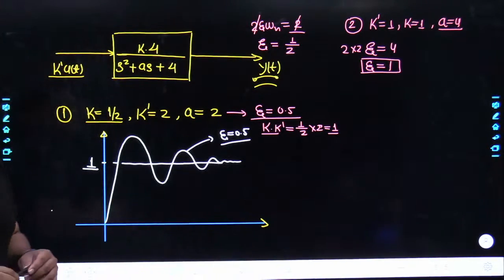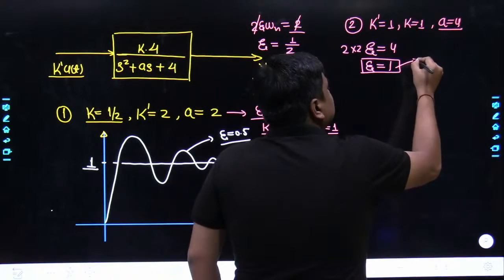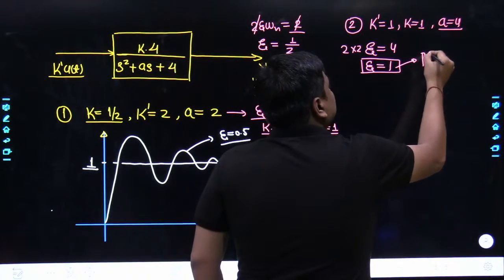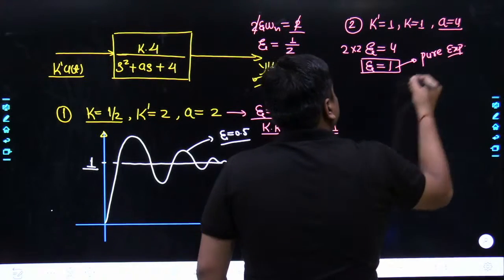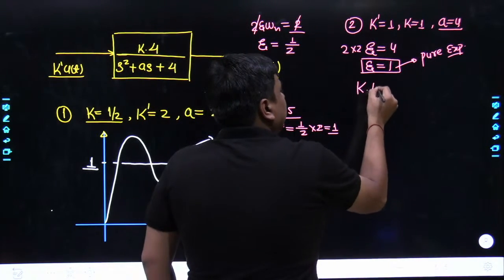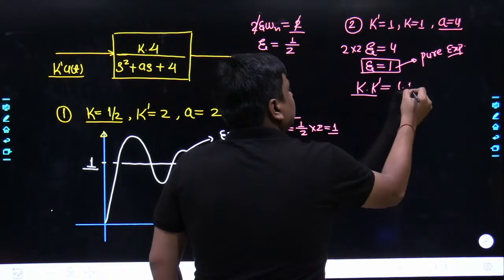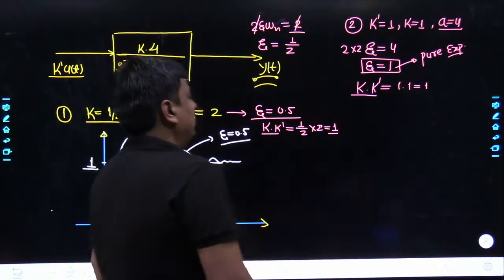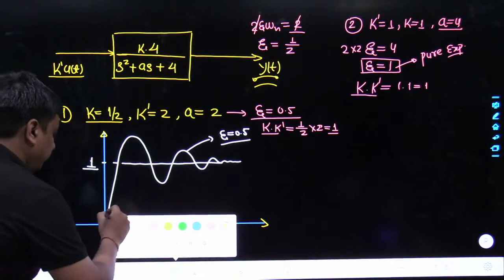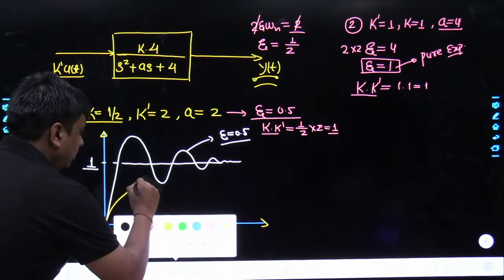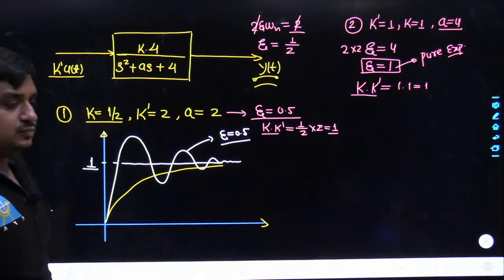Agreed? May I know which type of system it is? It is a critically damped system, and hence the response is going to be a pure exponent. But still it would get settled down at k into k dash, which is still 1. Agreed? That means when the zeta is 1, the response would be pure exponent. Yes, it would try to get settled down to the same value.